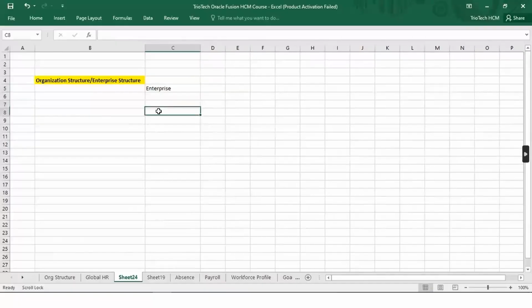Under enterprise, team, we will have something called divisions, right? Under divisions, we will have something called legal entities. Let me list out all of them and then I will explain what is what, team. We have enterprise at the top, followed by divisions. Then under divisions, we have legal entities. Under legal entities, we have something called business units. And under business units, we have something called departments.